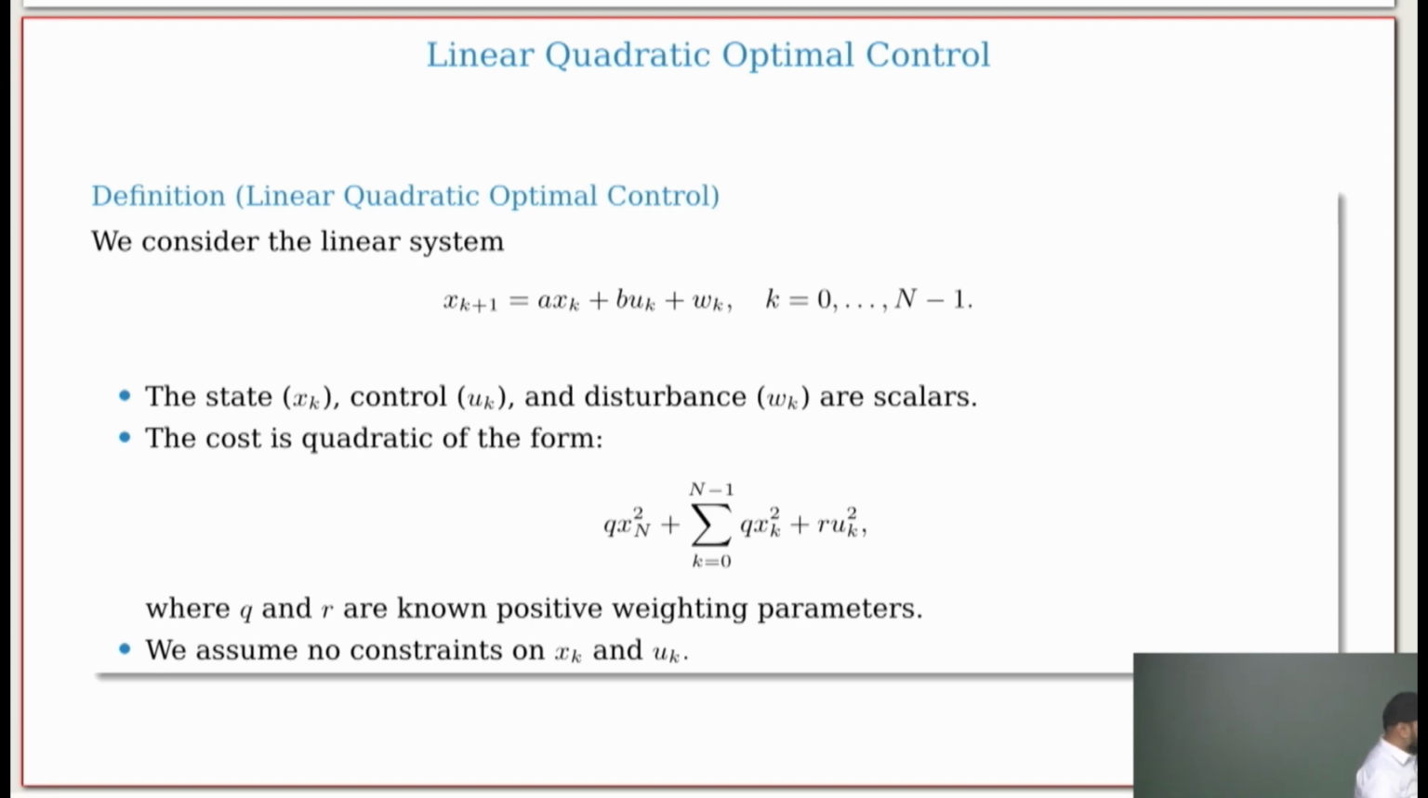This is assumed to be of this form, and then Q and R are some weighting parameters here, which are constants. And then we assume no constraints on xk and uk. So we are not assuming any constraint, but in practice there could be a constraint on the type of control you are going to take or the states you are going to go to. That will be the constraint case. We will see those cases later.